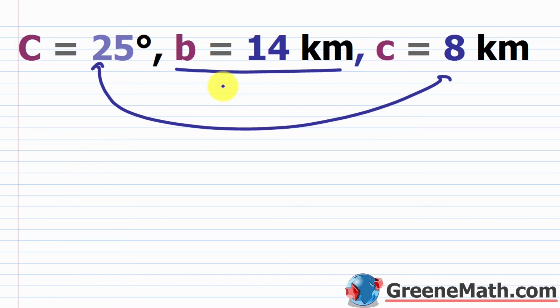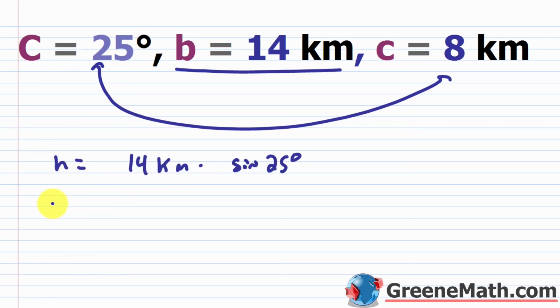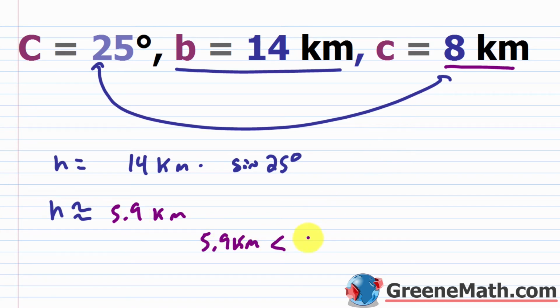It's all you're doing. So I'm going to take 14 kilometers, multiply it by the sine of 25 degrees, and this is going to be equal to H. I like my variable on the left, so H equals this. We'll say H is approximately 5.9 kilometers. So if I think about this, is this less than this, and greater than this? Yes. 5.9 kilometers is less than 8 kilometers, which is less than 14 kilometers. So I am in a scenario where I have two triangles.